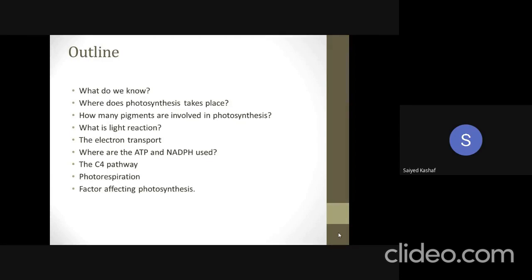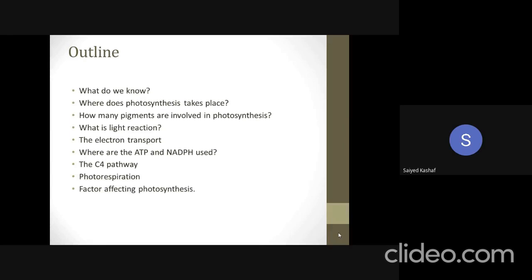What do we know about photosynthesis, and where exactly does this process take place, and what are the pigments involved in the process of photosynthesis, and which pigments are most efficient and responsible for the exact mechanism, and what are the reactions involved, and during this light reaction process, which are the efficient products that we are going to use in the Calvin cycle or C3 cycle. So these are some of the concepts that we are going to discuss now.